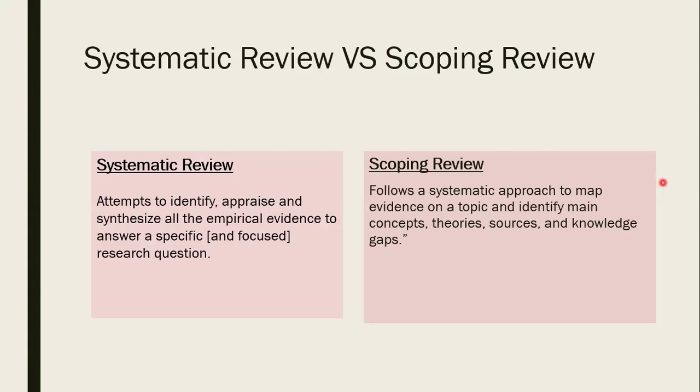Difference between systematic review and scoping review. A systematic review aims to identify, appraise, and synthesize all the empirical evidence to answer a specific and focused research question, while a scoping review follows a systematic approach to map evidence on a topic and identify main concepts, theories, sources, and knowledge gaps.